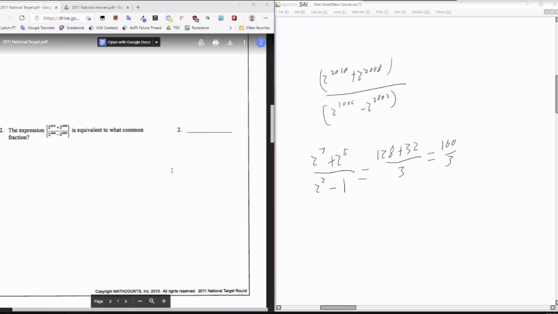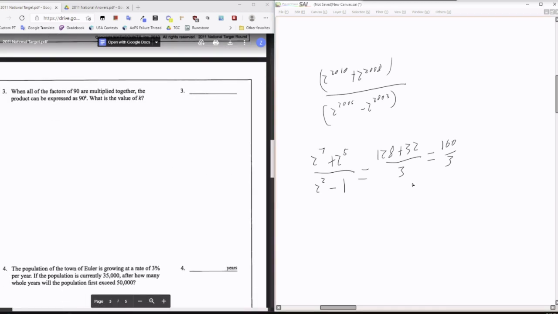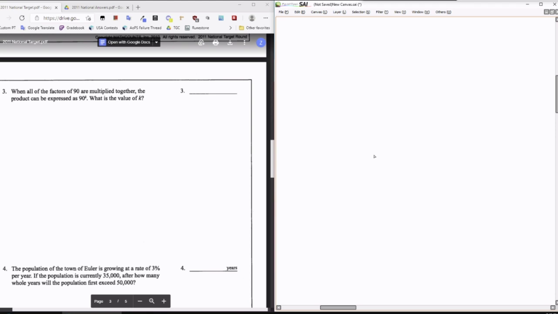Okay. Number 3. When all of the factors of 90 are multiplied together, the product can be expressed as 90 to the power of k. What is the value of k? Okay, so we can think of it like this. For every factor of 90, there is a corresponding factor that when you multiply those two together, you get 90, right? So it will be split evenly half and half. These two will correspond, these two will correspond.